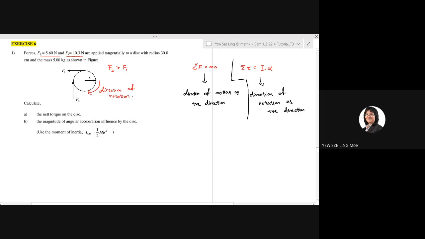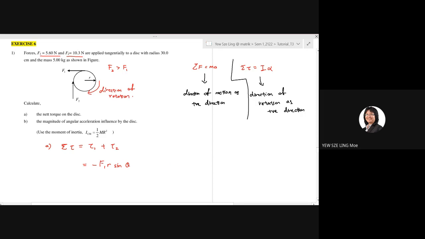So calculate the net torque under this net torque. So summation of torque equals torque from 1 plus torque from 2. Okay, question A. So torque from 1, of course, you are going to use F1, but now F1 is going in a direction that is opposed to the direction of rotation. Okay, and this one is negative: negative F1 R sine theta.